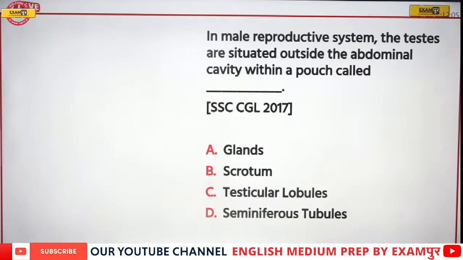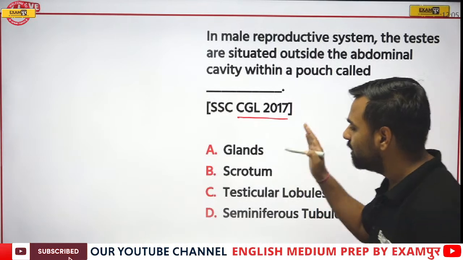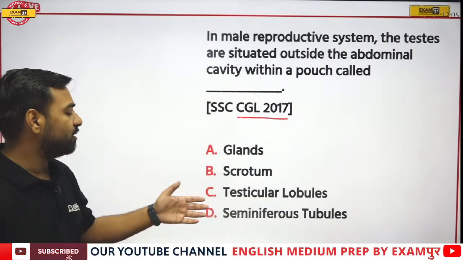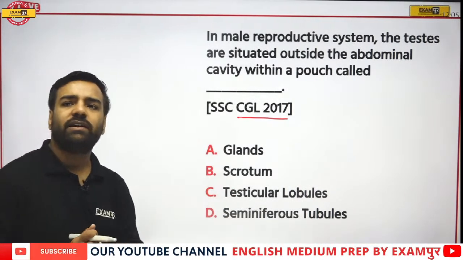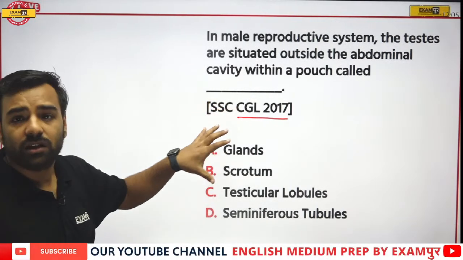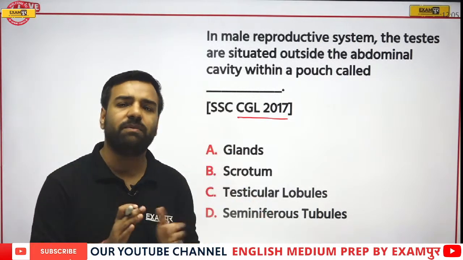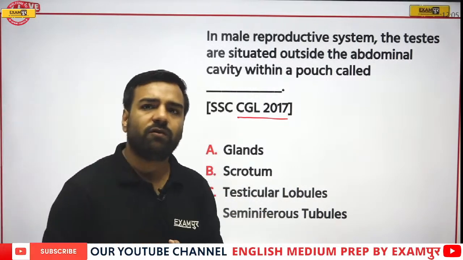Next question is, in the male reproductive system, the testes are situated outside the abdominal cavity within a pouch. This question is from CGL 2017. Is it glands? Is it scrotum? Is it testicular lobules? Or is it seminiferous tubules? What is going to be the correct answer? Now there's a reason behind this pouch, and I'll be telling about that. But before moving on to the explanation, I want an answer from everyone.